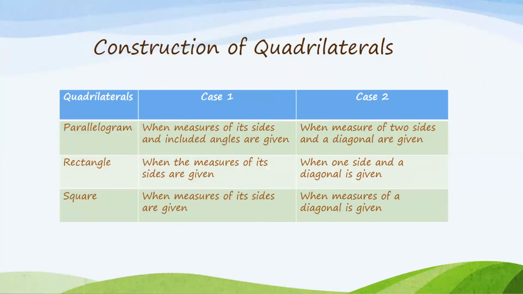Construction of quadrilaterals. So there are 3 kinds of quadrilateral in this chapter.